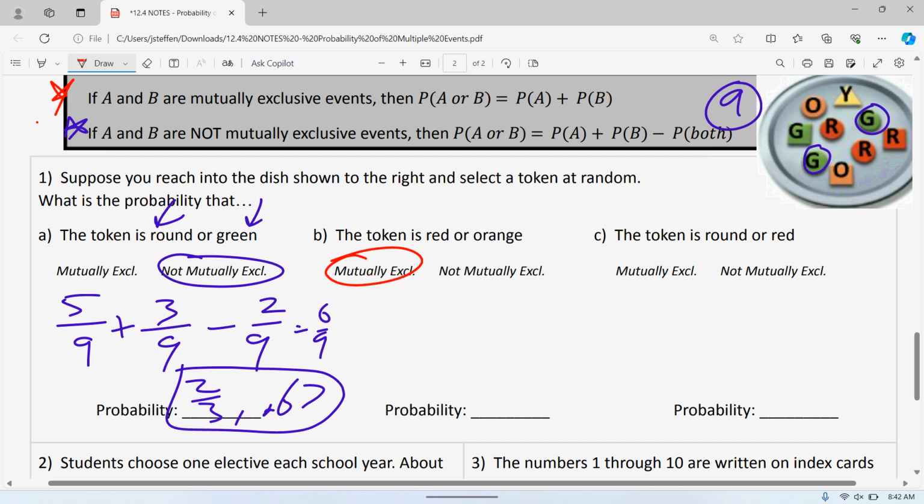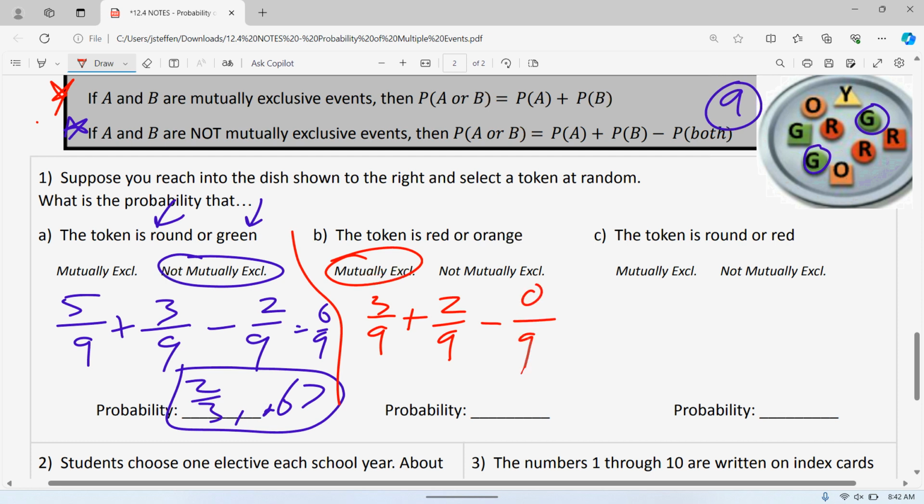So what's the probability of red? There are 1, 2, 3 red ones out of 9. Or, so I have a plus. Probability of orange, there are 2 orange ones. 2 of them have an O on them out of 9. That's the formula. If you got confused and used the wrong formula, it's okay, because if you subtract the overlap, what's the probability I pick one that is both at the same time, red and orange? There's none.